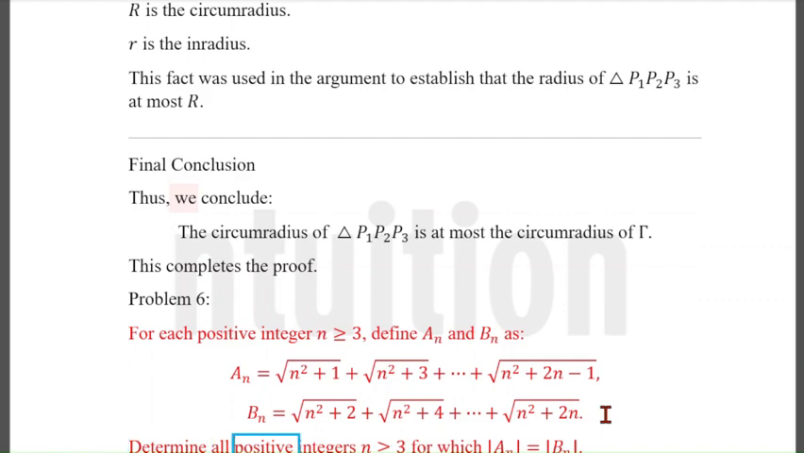Determine all positive integers n greater than or equal to 3 for which floor(A_n) equals floor(B_n).